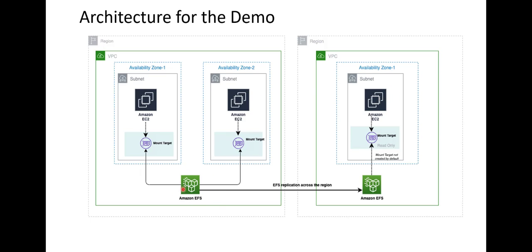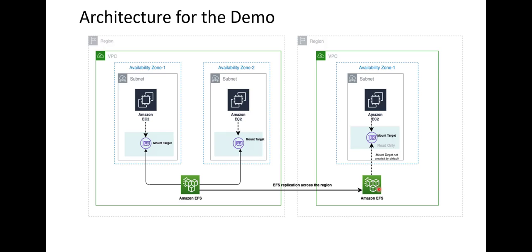We will create an Amazon EFS file system in region 1 and we'll mount the targets to these two instances, and then we'll also configure inter-region replication between region 1 and region 2, and then we will mount that mount target to that Amazon EC2 instance to make sure that all three instances, which are across availability zone as well as across the region, are able to access this same shared storage.